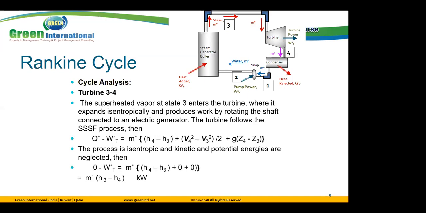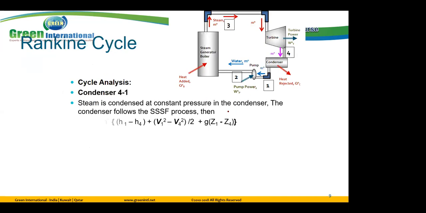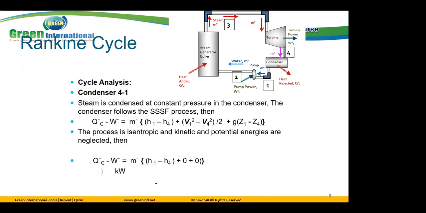Turbine, if you continue, we will find the turbine the same. This work of the turbine in kilowatts, and if you don't consider the mass flow rate here in the equation, we find the specific work for the turbine, H3 minus H4, before and after. That's it. Easy, no problem. Next one, condenser, the last one, between 1 and 4. So we find the equation H1 minus H4, same as this one.